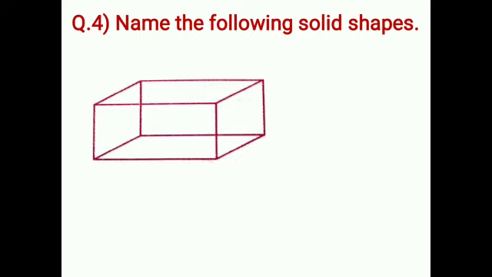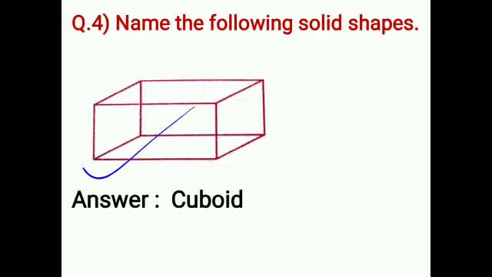Question number 4. Name the following solid shape. We have already learned in the previous lecture the types of solid figures, correct? So this is the diagram of a cuboid. Because this one is a rectangular shape, that's why it is called a cuboid.